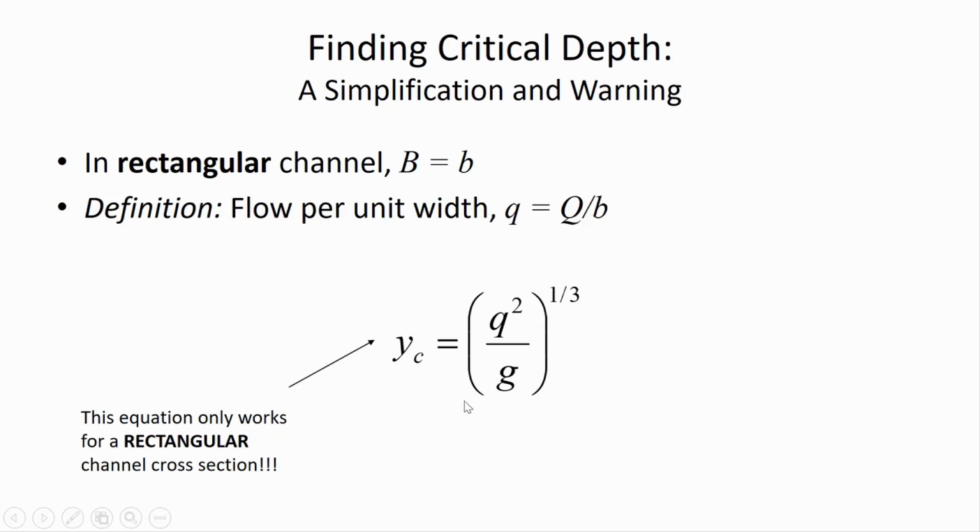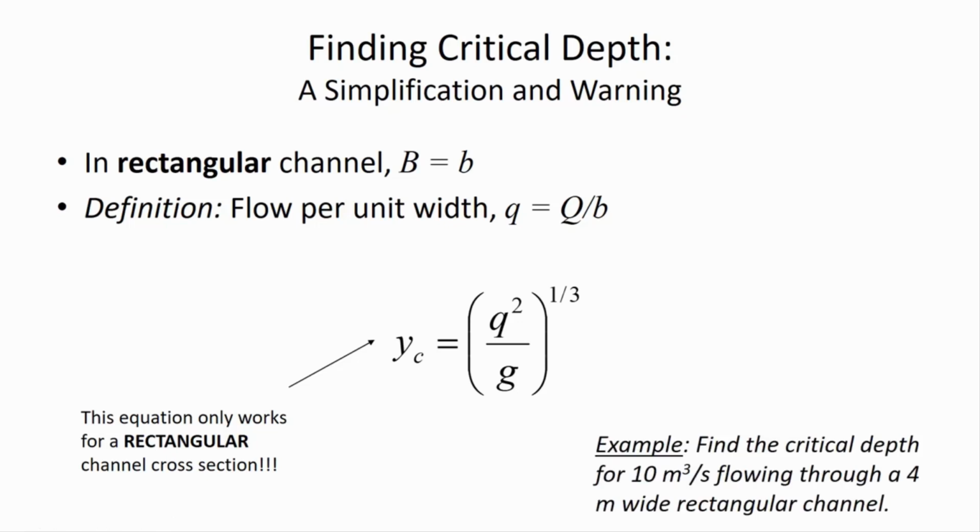So with the example that we've just been looking at, where the flow rate, uppercase Q, is 10 cubic meters per second and the channel width B is 4 meters, lowercase q is Q divided by B. So we're saying there's 10 cubic meters per second divided up among 4 meters of width. So the flow per unit width is 2.5 cubic meters per second per meter of width.